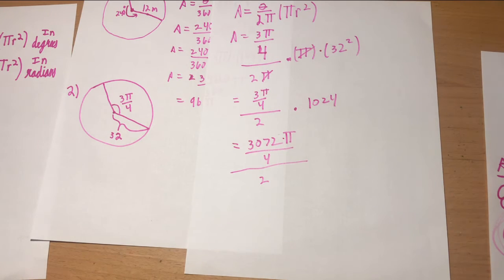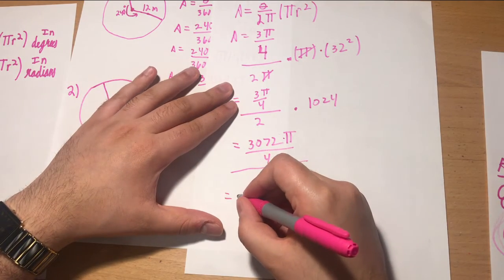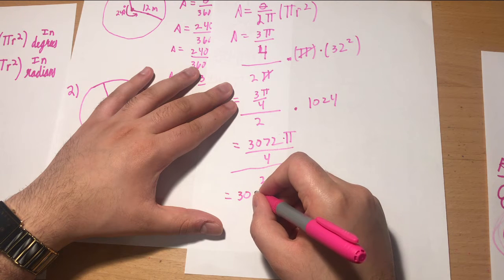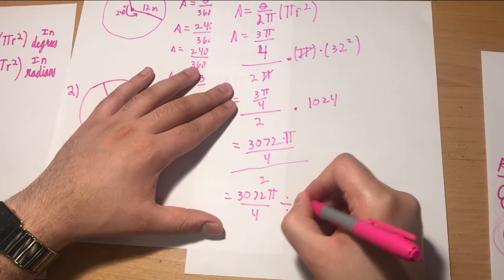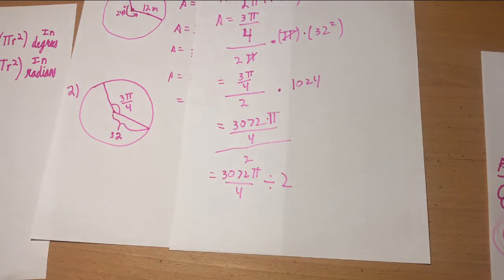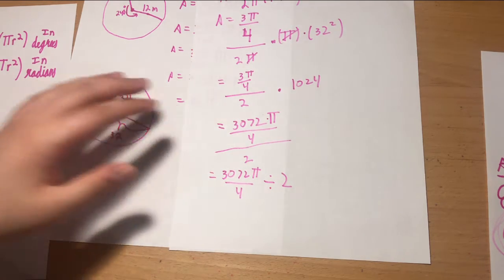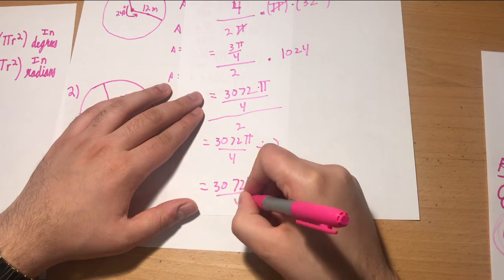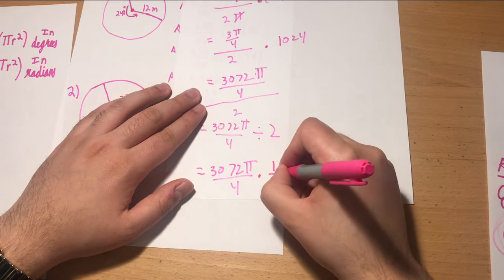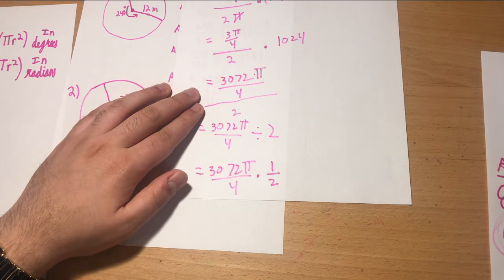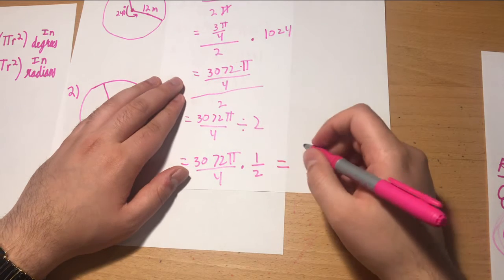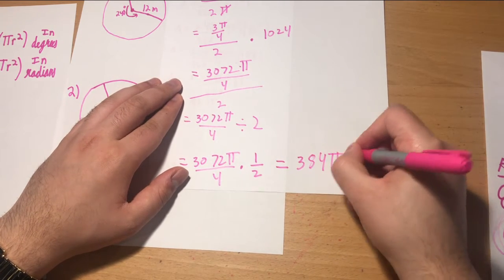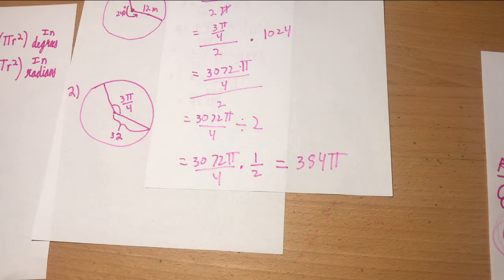Now I want to convert this, right? I have this compound fraction, I want to get it to one fraction. What I'm essentially doing is dividing 3072 pi over 4 by 2. Now, when you're dividing by fractions, it's the same thing as multiplying by the reciprocal. Okay? So, 3072 pi over 4 multiplied by 1 over 2, sorry. Right? And then after you multiply that out and simplify, you get a final answer of 384 pi.